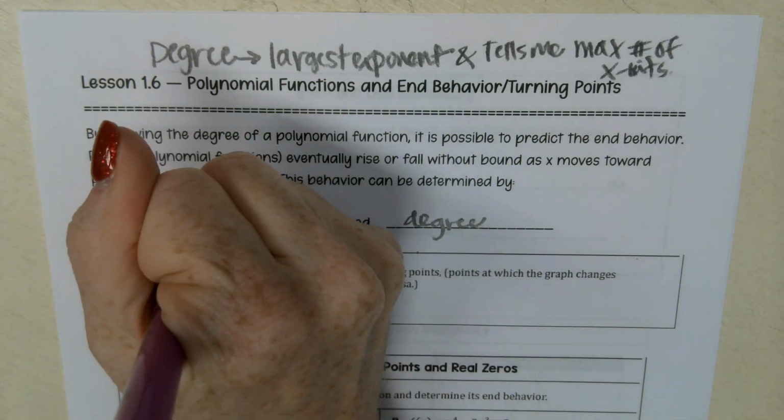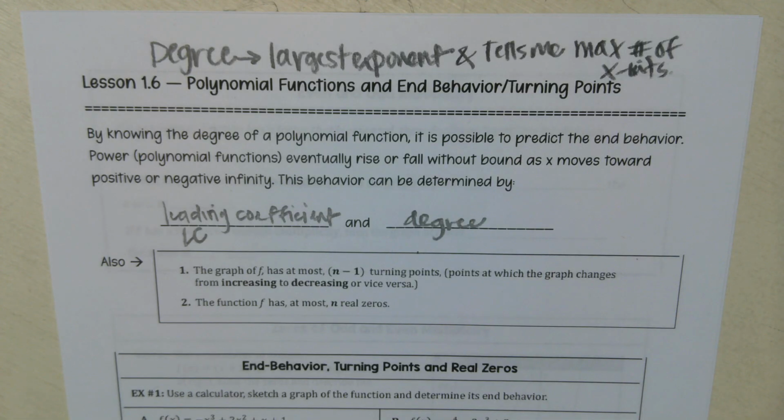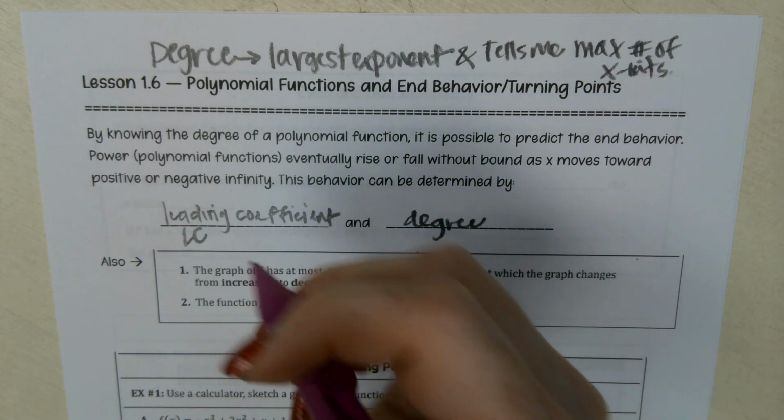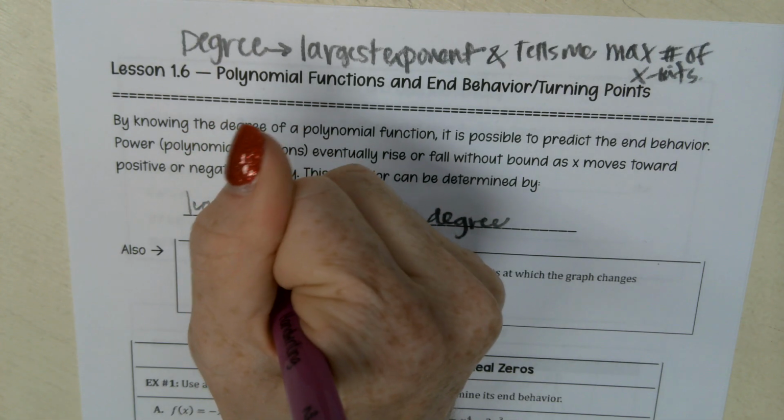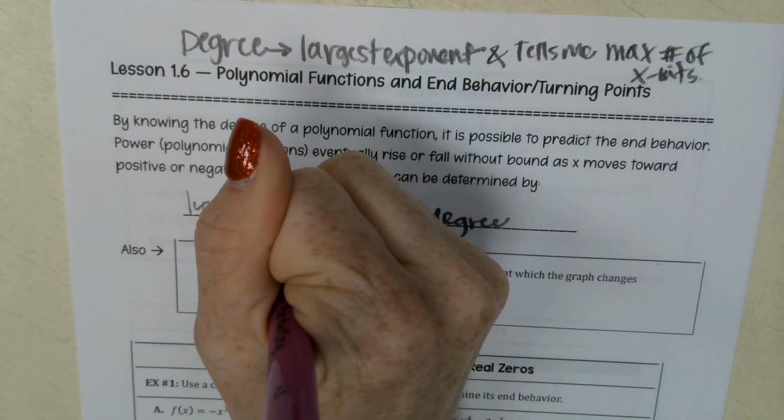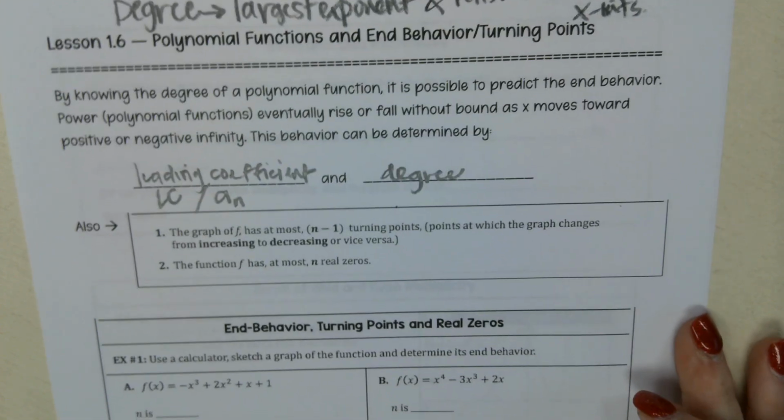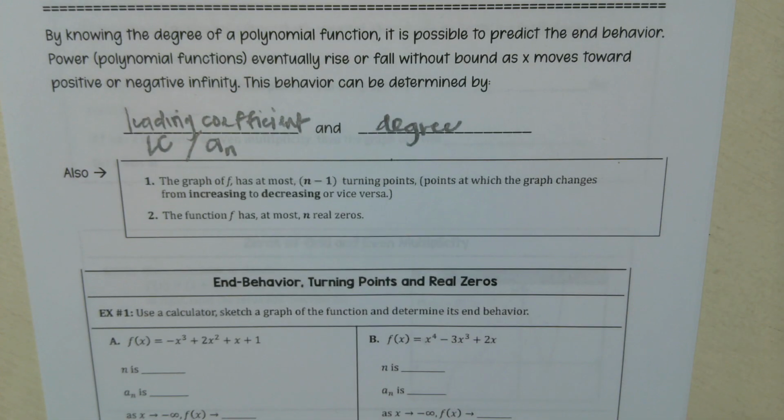Now, the leading coefficient, a lot of times I abbreviate it LC, but today you might also see it abbreviated A sub n. And then the degree is just that highest power.